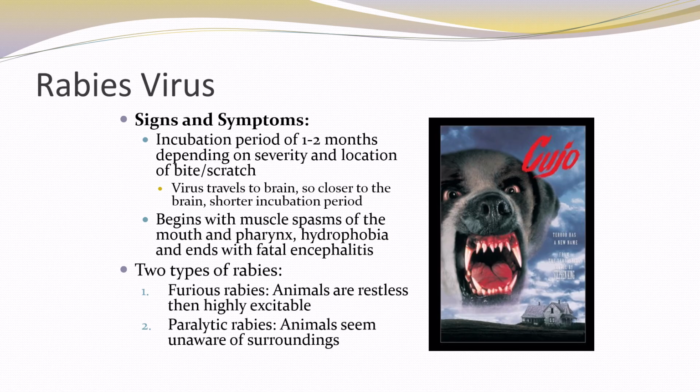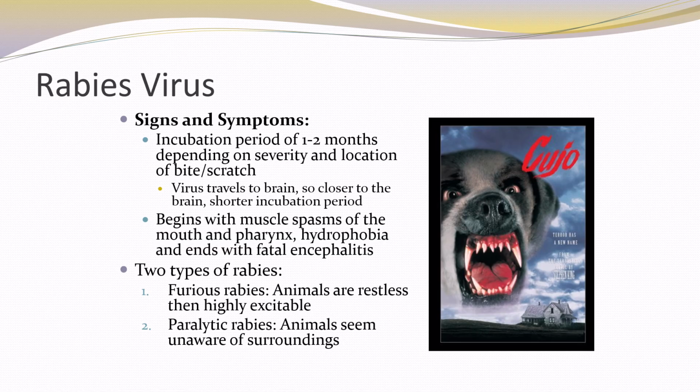So if you get bit on the shoulder or the neck, then it's a very short space to travel from that area to the brain, versus if you're bit on the ankle or the thigh, then that is a longer space to travel for that virus. So the incubation period would probably be closer to the long end of the range, roughly 2 months.